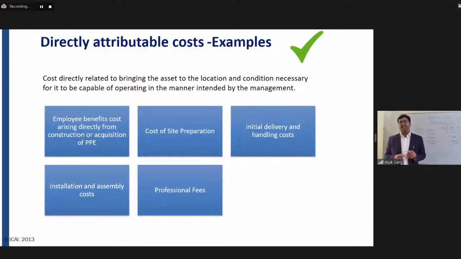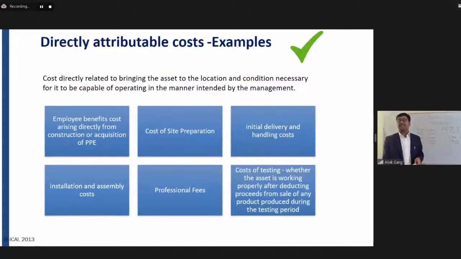Professional fees, again an example of the directly attributable cost. Cost of testing, trial run. You have seen in case of a metro project, in case of some big projects, there are some trial run expenses. So if there are any trial run expenses, these are required to be capitalized. But due to trial run, if there is some production and there is some revenue, that is required to be deducted. Okay, great.